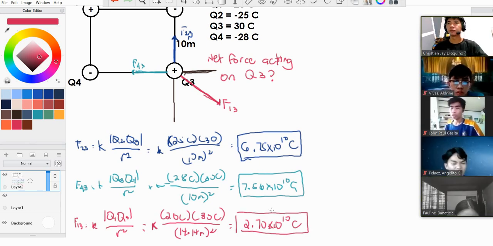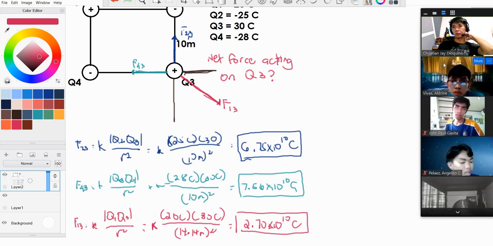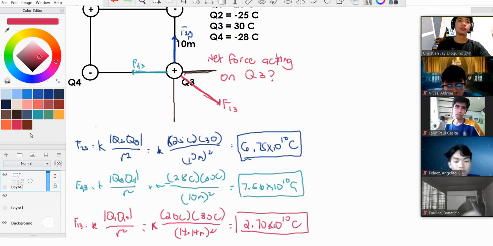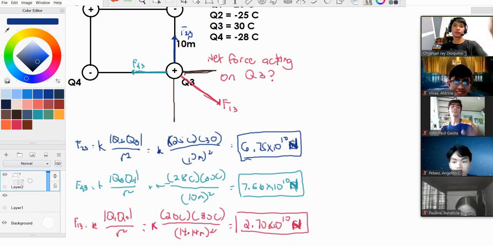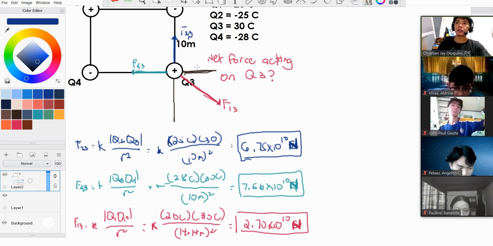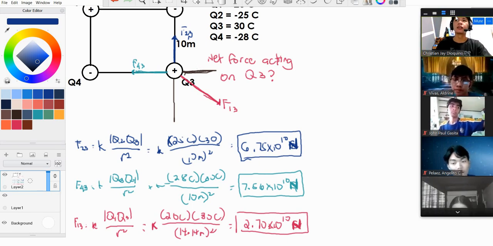Okay, thank you. Sir, coulombs talaga yan. Yung unit po. Oo nga, Newtons to. Sorry. Ayan. Newtons to. Okay. So, same answer nakuha for all electrostatic forces.